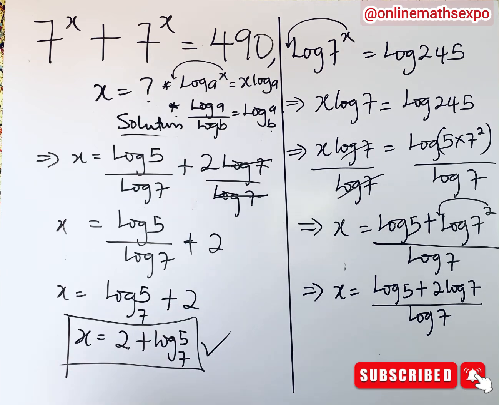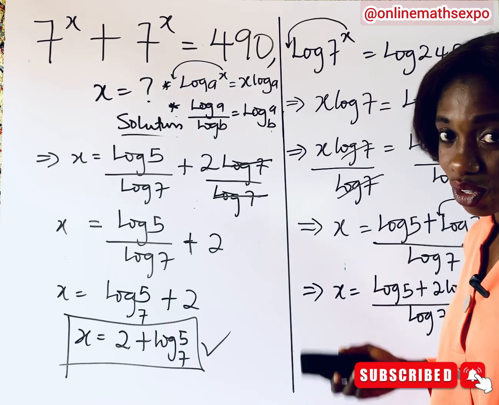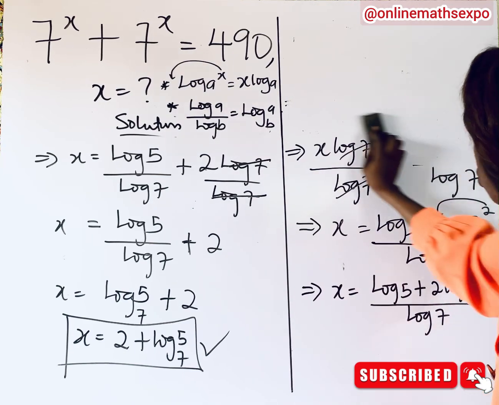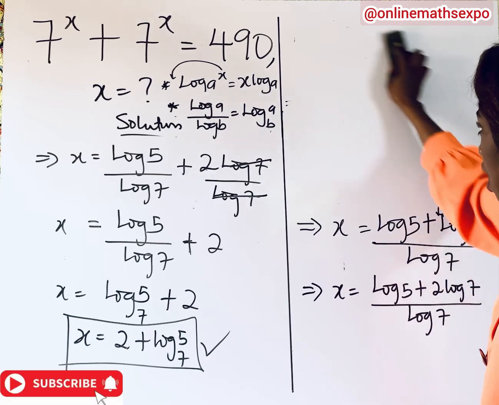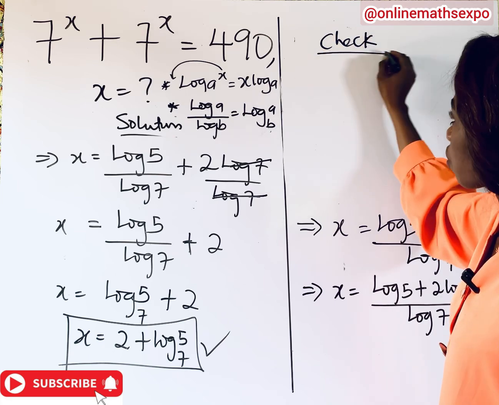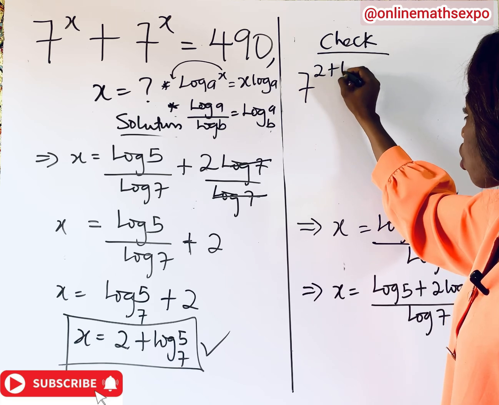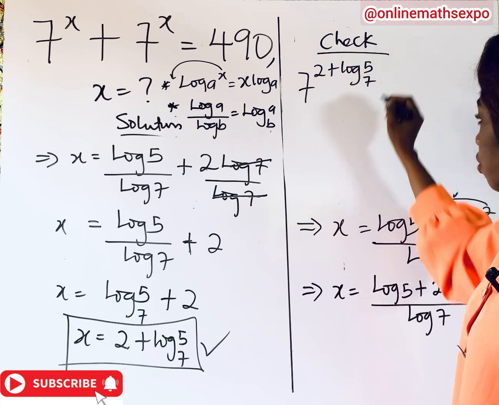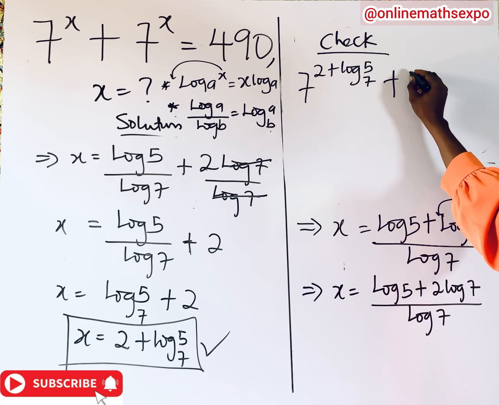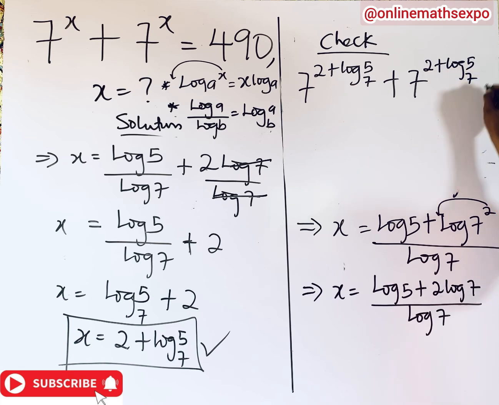Now, since we've gotten the value of x, let's do a little check to know if this value is actually true. We are going to put this value of x into the left side of the equation. So we have 7 to the power of x, where x is 2 plus log 5 base 7. So we do 7 to the power of 2 plus log 5 base 7.